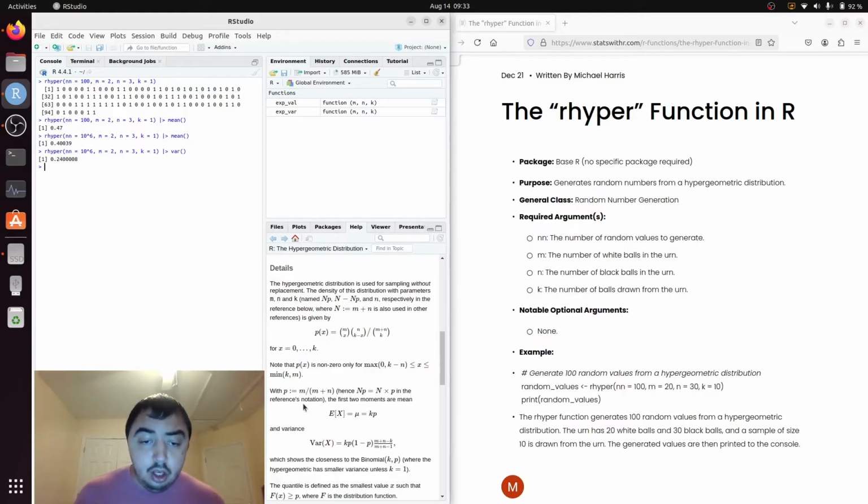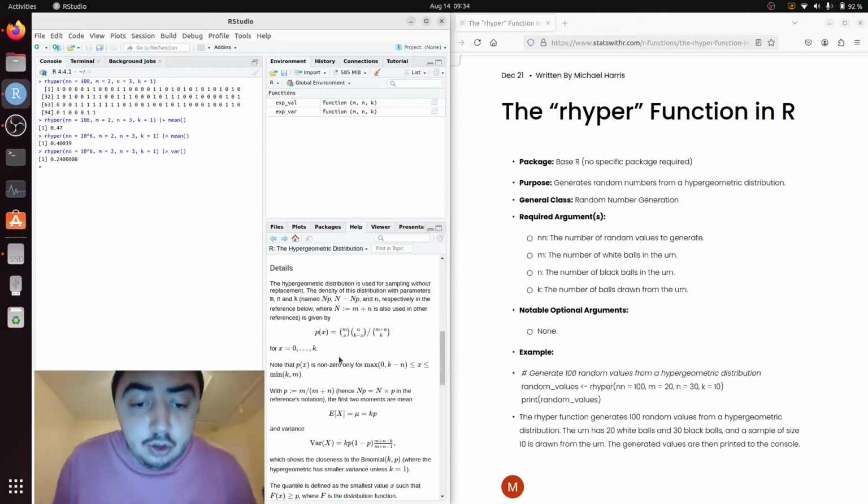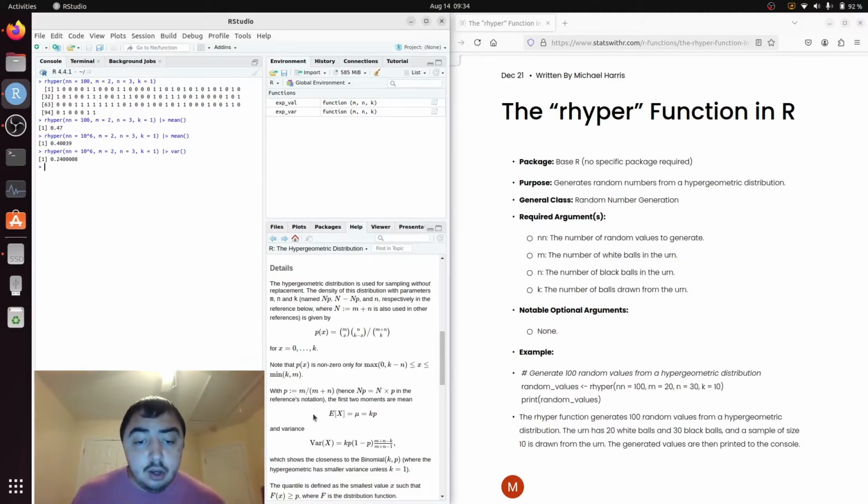So I pulled the expected value and variance calculation from the built-in R help documentation. So the expected value is somewhat easy to work out. It's the probability times k, the number of marbles you pull from the bag, and that should feel very similar to the binomial distribution, where the expected value is the probability and the number of times you flip the coin. Okay, so variance is a lot harder. And what I did is I took these 2 formulas and I made functions for the expected value and expected variance.